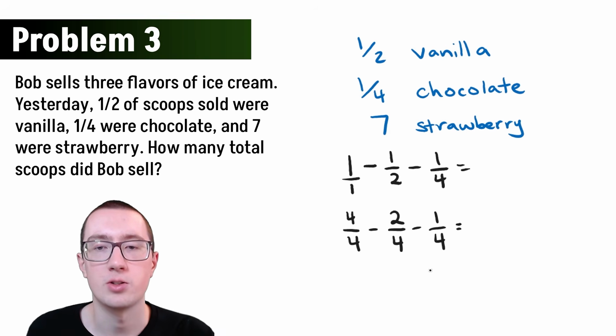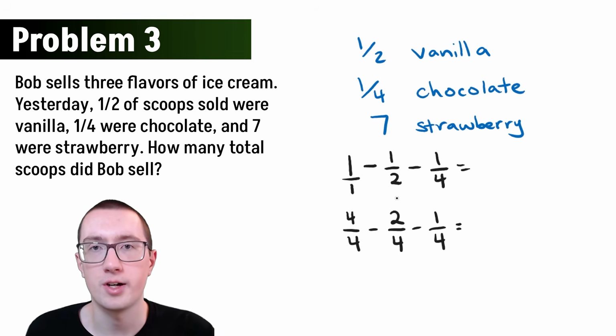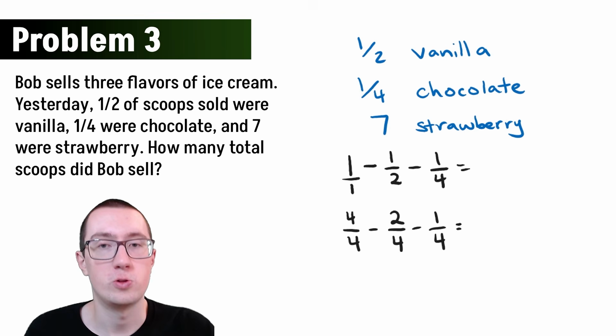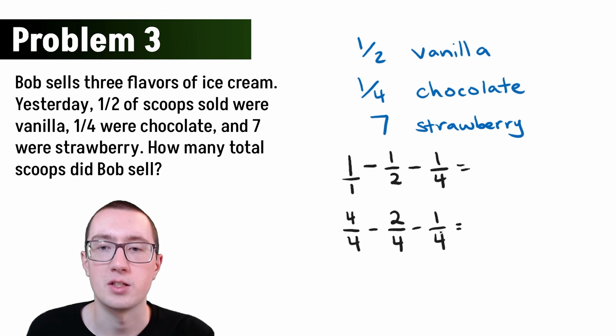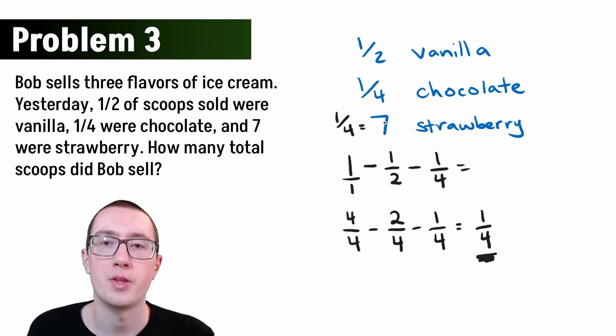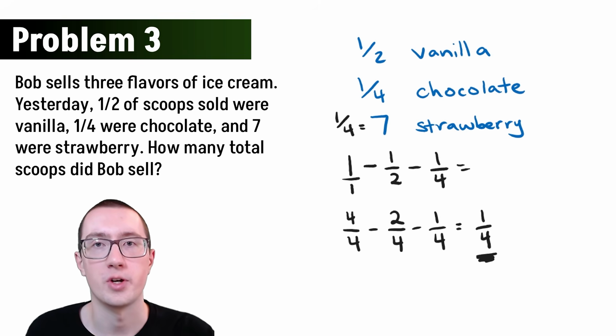And now because these are all in fourths, we can do our subtraction. So we have 4 fourths, we're subtracting 2 fourths, so that's just 2 fourths left. And then minus another fourth, so we only have 1/4 left. 4 minus 2 minus 1. So this means that 1/4 of the ice cream that was sold was strawberry. And we also know that 7 scoops sold were strawberry.